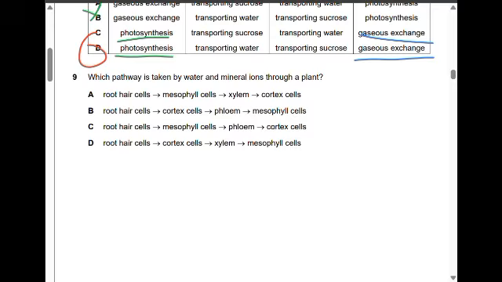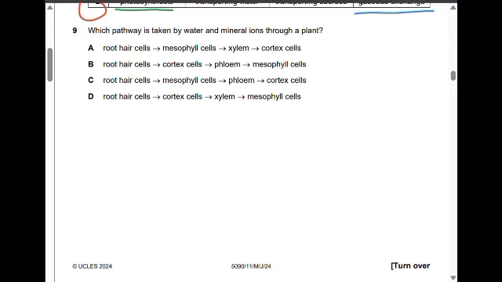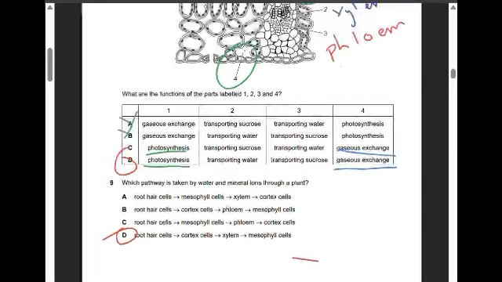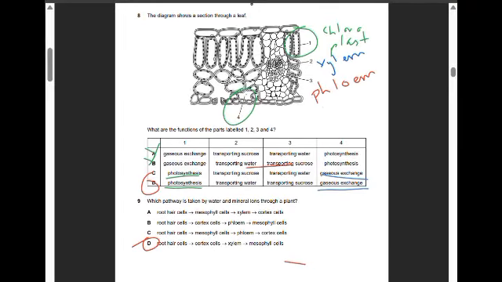Let's move on to question number 9. Which pathway is taken by water and mineral ions through a plant? A, B, C, D. So the correct path is that the water and mineral ions first go through the root hair cells, which are in contact with the soil. Then it goes towards the cortex cells, then the xylem, and then the mesophyll cells. And you can take help from the diagram above.